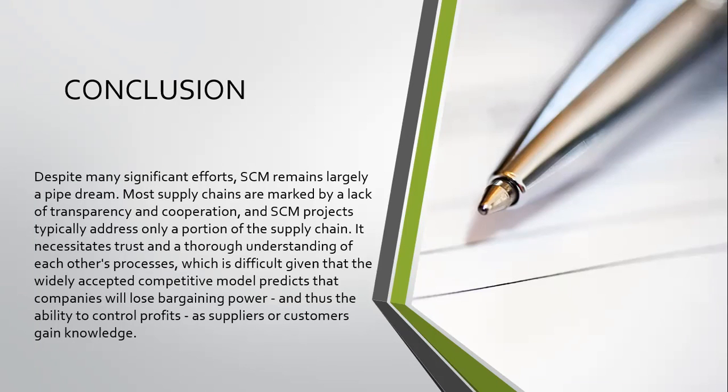We need to be more clear about communicating. The whole process needs to be clearly reached and clearly communicated, which is definitely difficult, but if we follow some steps, we can reach the desired goal. And the ability to control profits as suppliers or customers comes from gaining knowledge. So we can learn something new every day in the whole industry and implement it in our work.